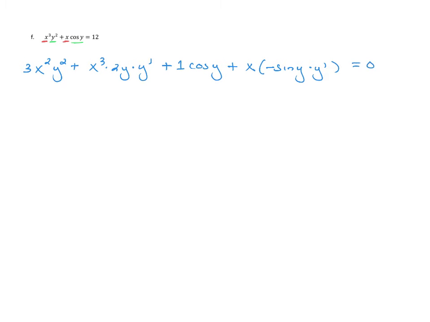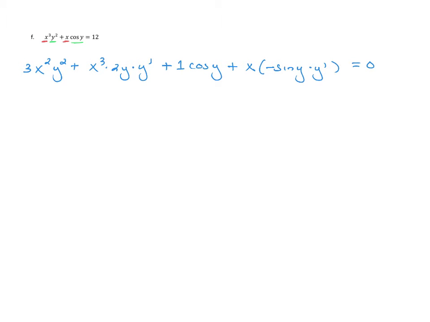I see there's a couple of products. So again, I want to use the product rule on the left. We have x cubed y squared, and then we have x cosine y. Pretty similar to the previous question, but we get 3x squared times y squared plus x cubed times 2y times y prime plus 1 times cosine of y plus x times the derivative of cosine of y, which is negative sine y times the derivative of y. This is equal to 0.